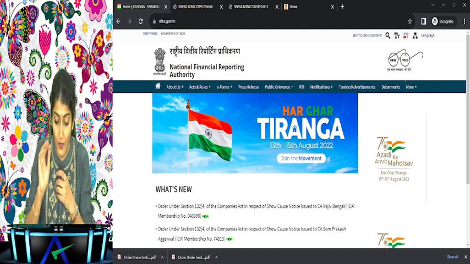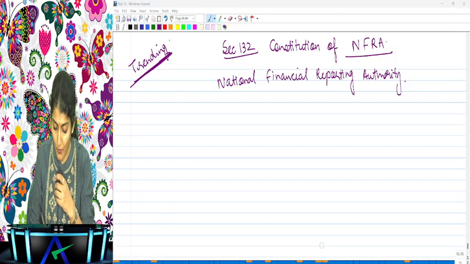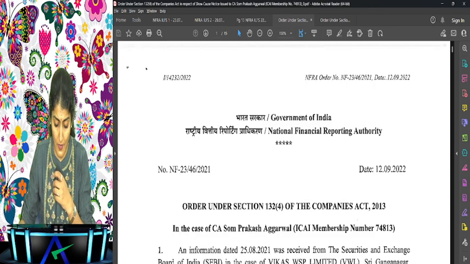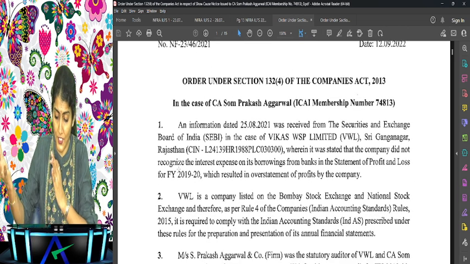And what are the orders which have been passed by the NFRA, right? Lately, what are the orders which have been passed by the NFRA? So the order, not lately, but some time back, in the case of CA Som Prakash Agarwal, right?